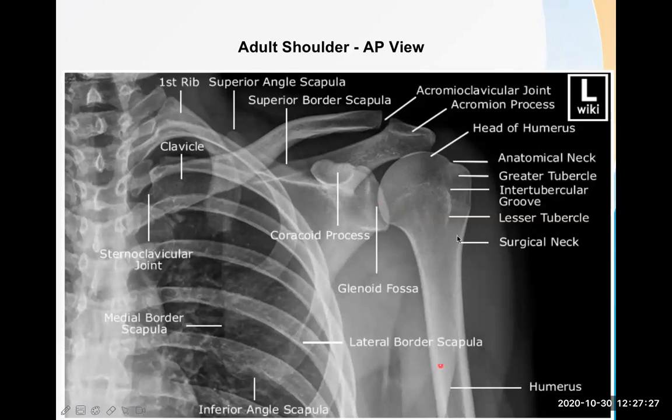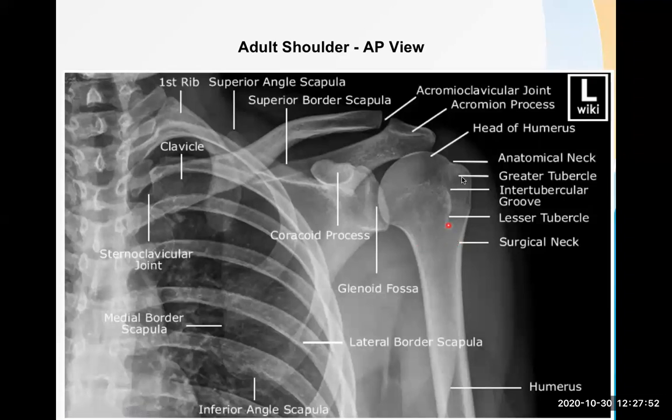Here is the anatomical neck of the humerus. This is the anatomical neck right here. And this is called the surgical neck. Okay, this is the anatomical neck. Here is the surgical neck. The humerus fracture very commonly occurs at the surgical neck site. And we'll talk about that later.